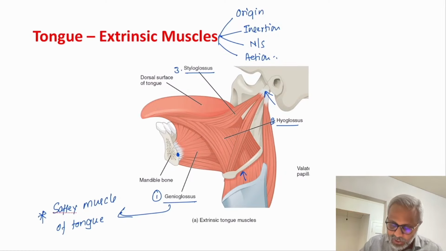What about styloglossus? Since styloglossus is attached to the styloid process and then attached to the side of the tongue, this causes elevation of the tongue, right? What about hyoglossus? Hyoglossus comes from a bone below and is attached to the side. So this depresses the sides of the tongue. What about palatoglossus? Palatoglossus again comes from above and is attached to the side of the tongue. This also elevates the side of the tongue. This is how you should remember the action, and this is how you must write it.